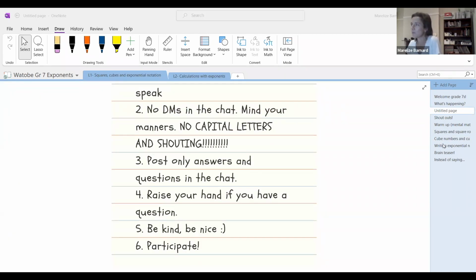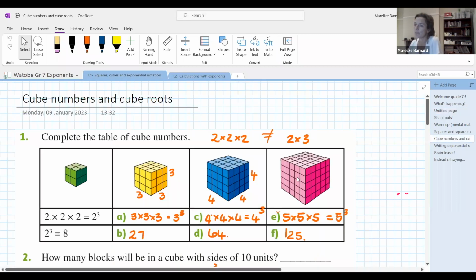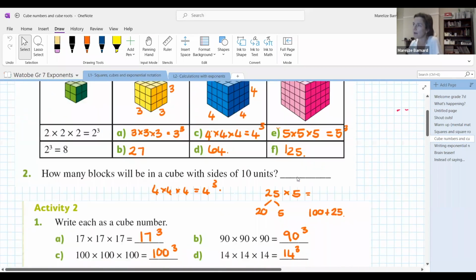Those are our house rules, and we're going to pick up on our lesson and carry on where we left off on Wednesday, and that was with cube numbers. Now remember, we only have designated question time, so please don't put your hand up if it is not question time. Just put your hand down, and I'll let you know when it is question time.